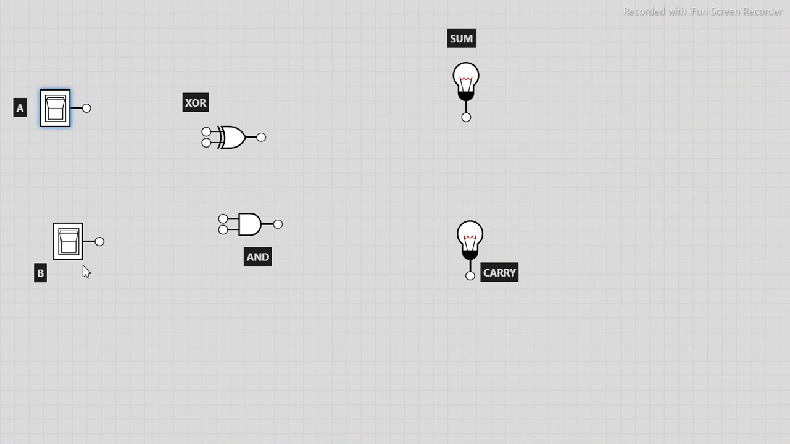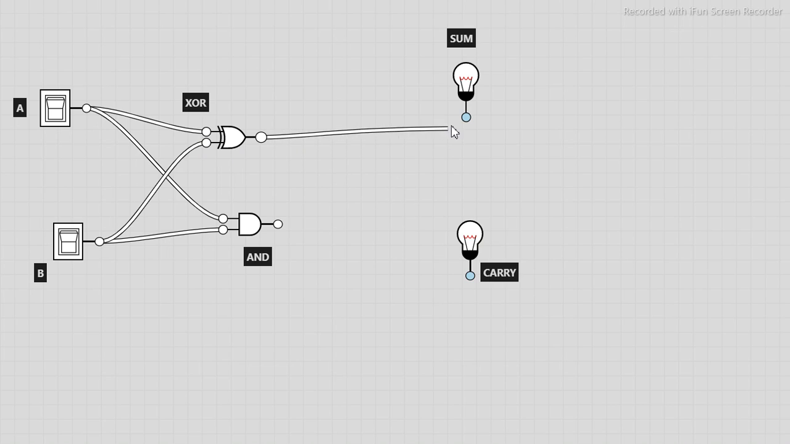A and B are two inputs, XOR gate, AND gate, sum, carry. A is connected to XOR gate and B is connected to AND gate. And the two inputs are exchanged and connected, finally connected to the bulb.